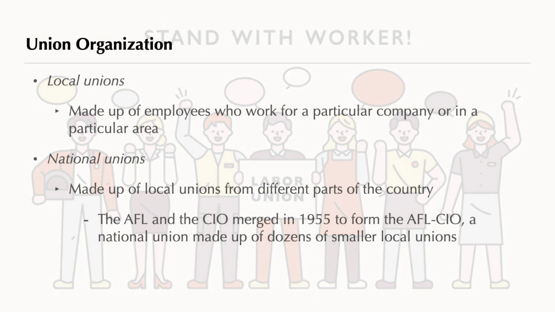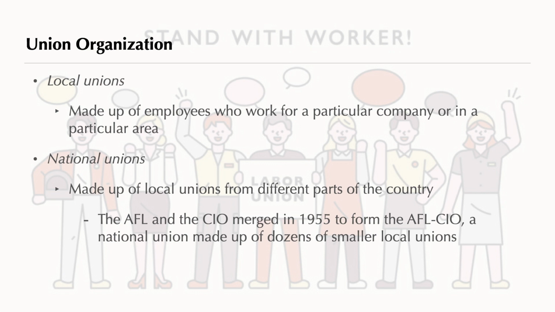As workers in many industries and regions joined together to claim their rights, labor unions began to structure themselves in certain ways. What are these forms of organization? Local unions are made up of people who work for a particular company or in a particular area. One local union might be made up of all the workers at the Fantastic Furniture Company. Another might include only saw operators from several lumber companies in the same city.